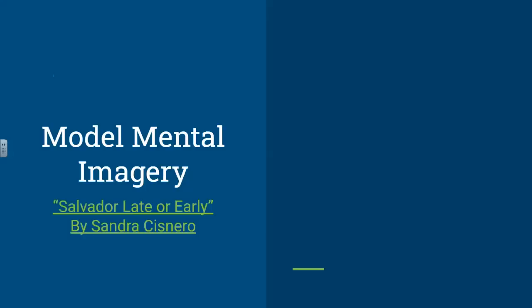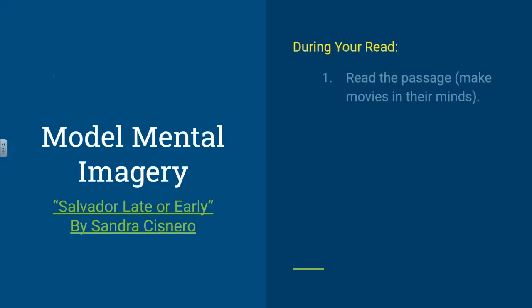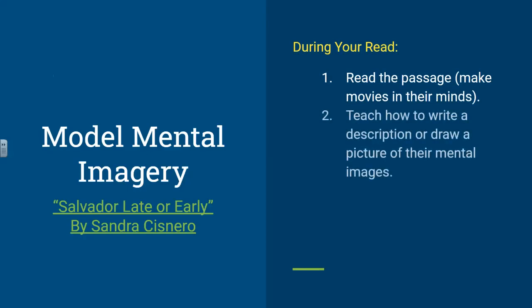But before you would do that, I would ask that you read the passage to yourself from the beginning to the end. So that's what I'm going to do first. And we're going to focus on this article called Salvador, Late or Early by Sandra Cisneros. And what we're going to do is while we're reading, we're going to think about making that movie in our minds as we're reading through it the first time. Okay. Then I'm going to teach you how to write a description, or even some people would like to draw pictures of their mental images.